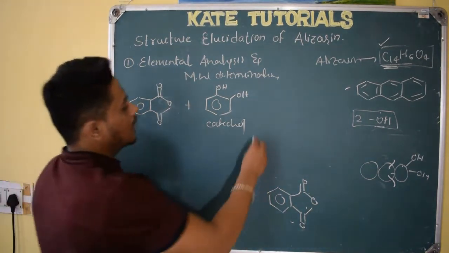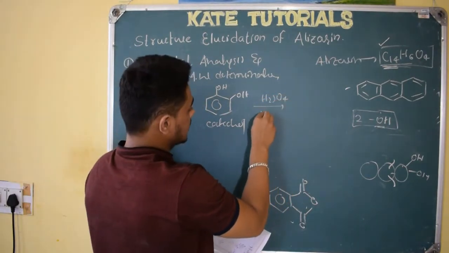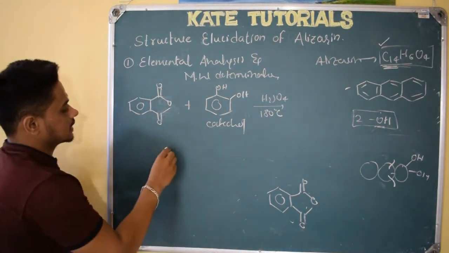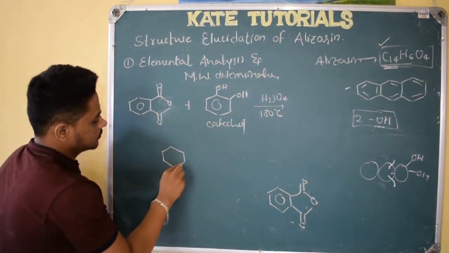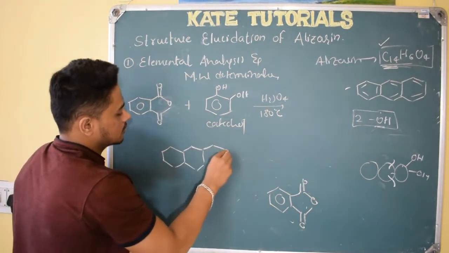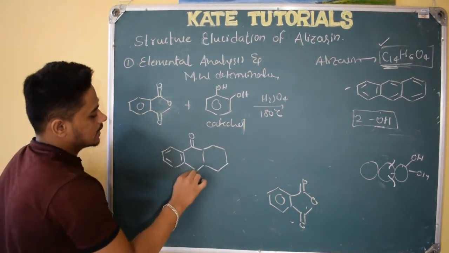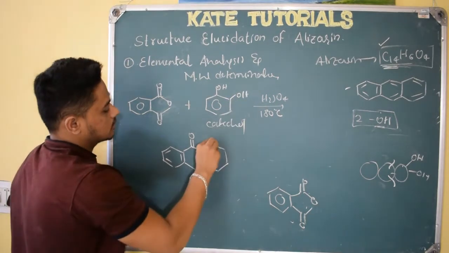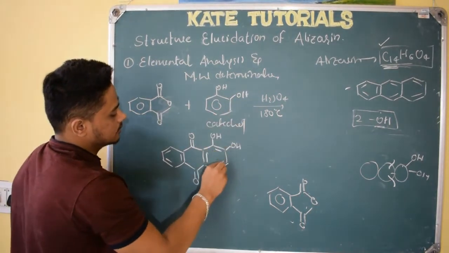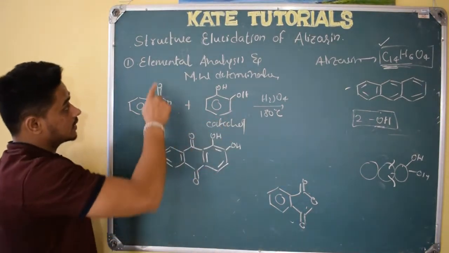They added concentrated H2SO4, and they did the reaction around 180 degrees Celsius, right? So when they did the reaction, they got this structure. See here, if you do this reaction, we will get this structure. So 3 rings are there. Here one will be benzene, other will be C double bond O and this OH. So OH, and it is also having a benzene ring here like this. So they got this structure, and the scientists told that this is the structure of alizarin.